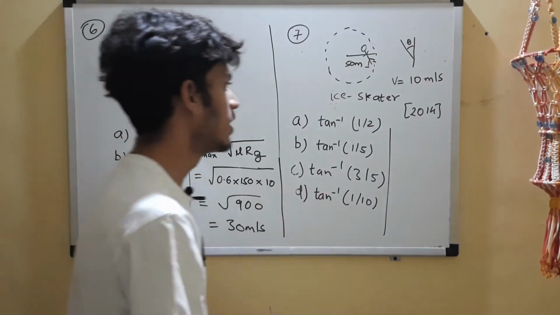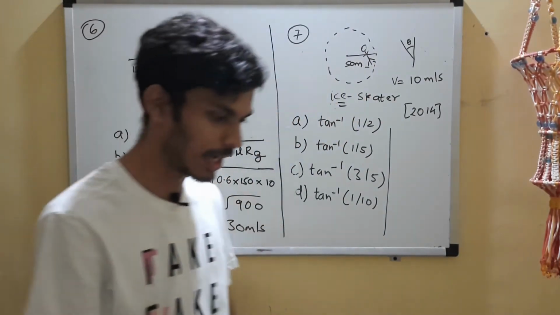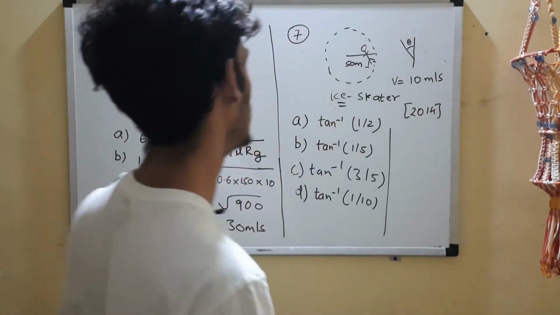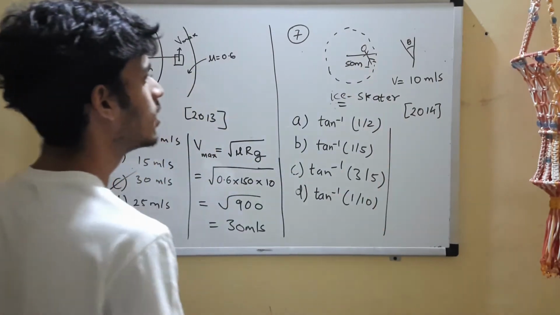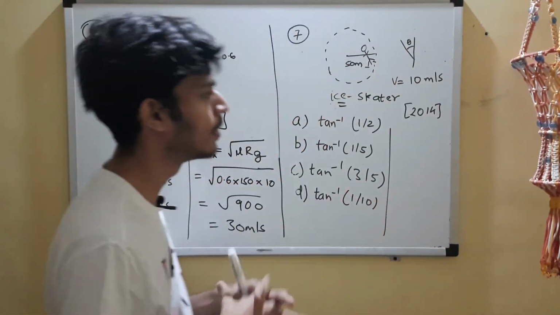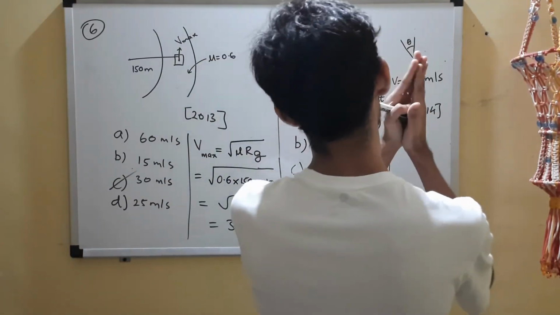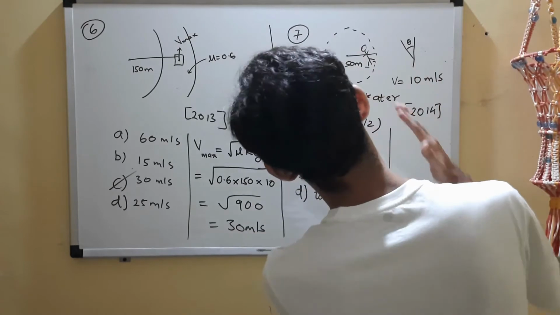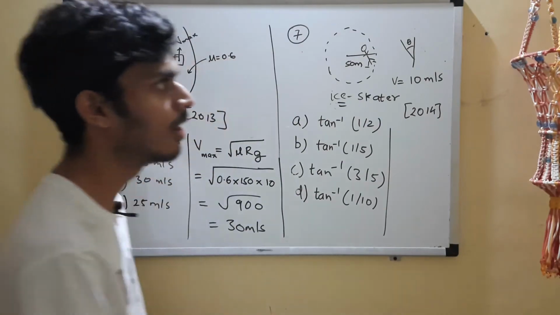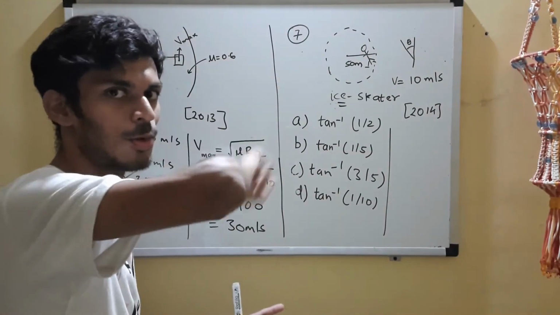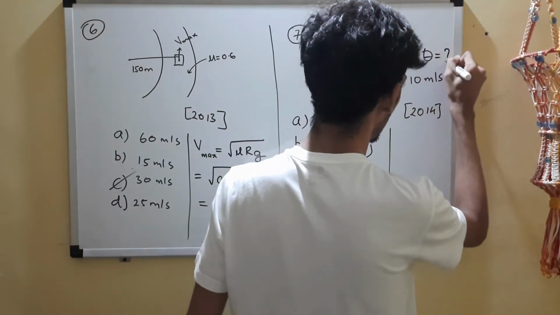Now in question 7 you have an ice skater. By the word ice, the question wants to make it clear that there is no friction involved. So the ice skater is moving around in a circle of radius 50 meters. He is moving with a velocity of 10 meters per second. Now of course he has to lean with respect to the vertical. He has to make some angle with respect to the vertical so that he moves in circular motion. So what is that angle theta? That is the question.